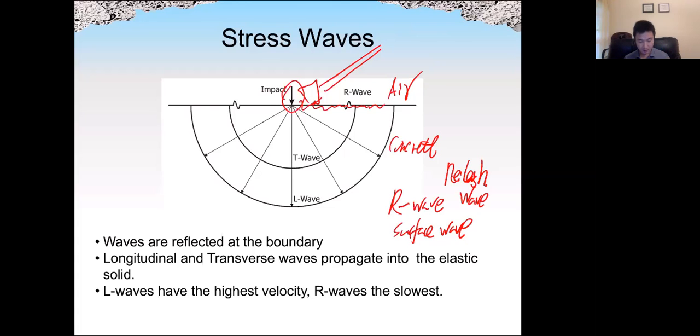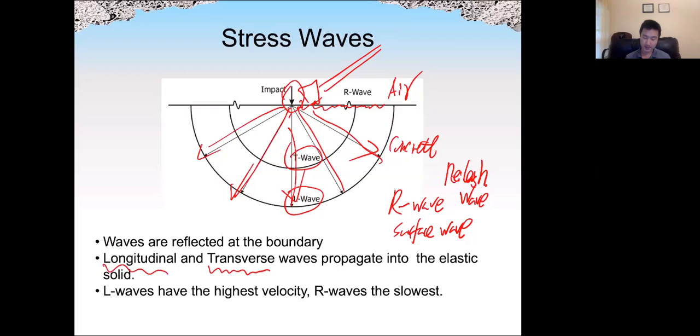We have at least two other types of waves. One is called the P wave or longitudinal wave. The longitudinal wave is transferred in all directions into the medium. Also, we have the transverse wave, or T wave. The T wave also transfers in all directions.